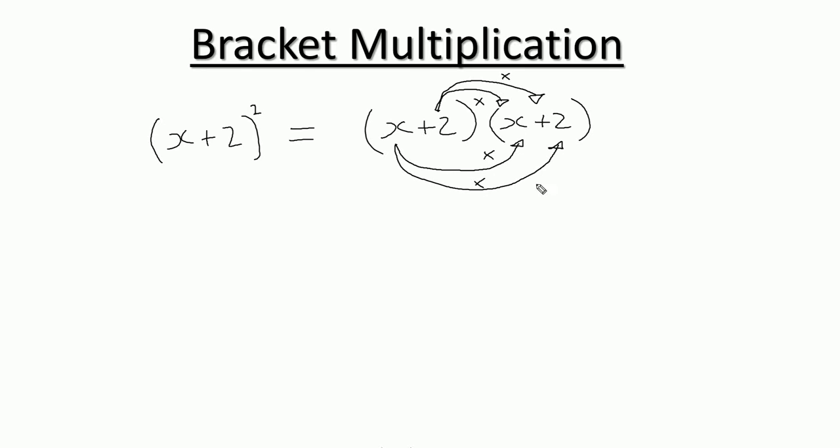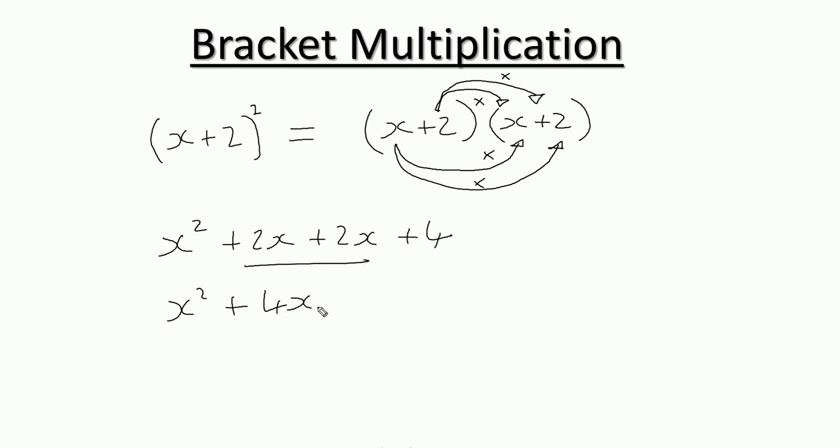As such, and then again you just follow the arrows. So we have x times x, x times 2, x times 2, and 2 times 2. Now again simplifying these gives us x squared plus 4x plus 4.